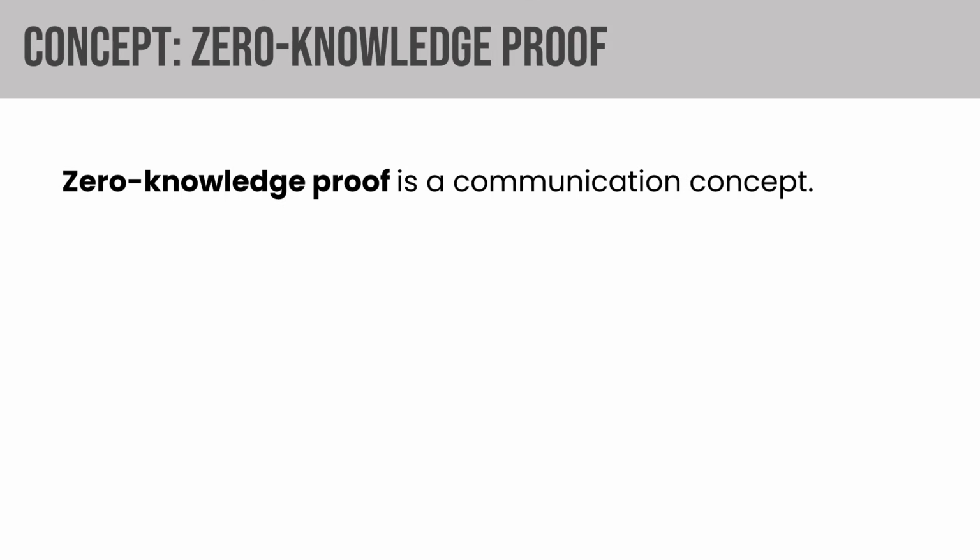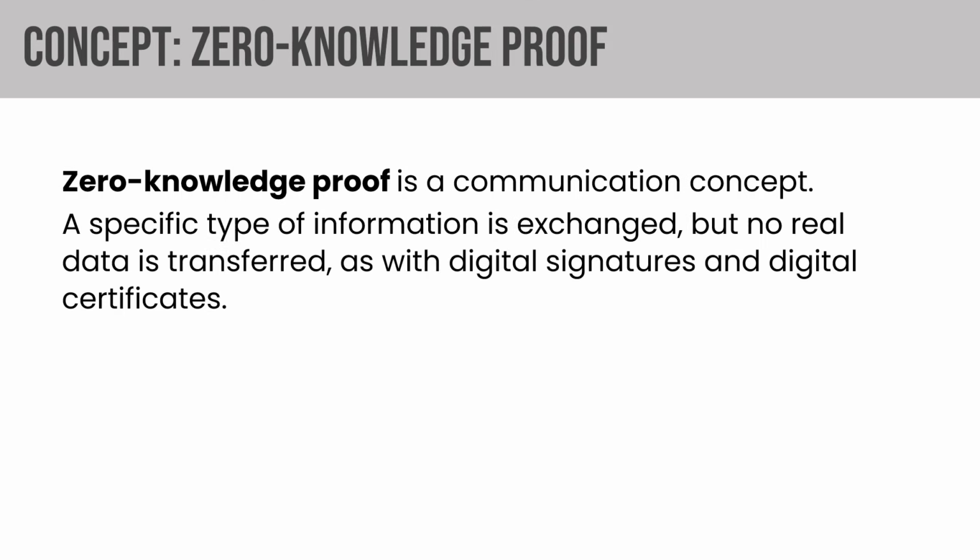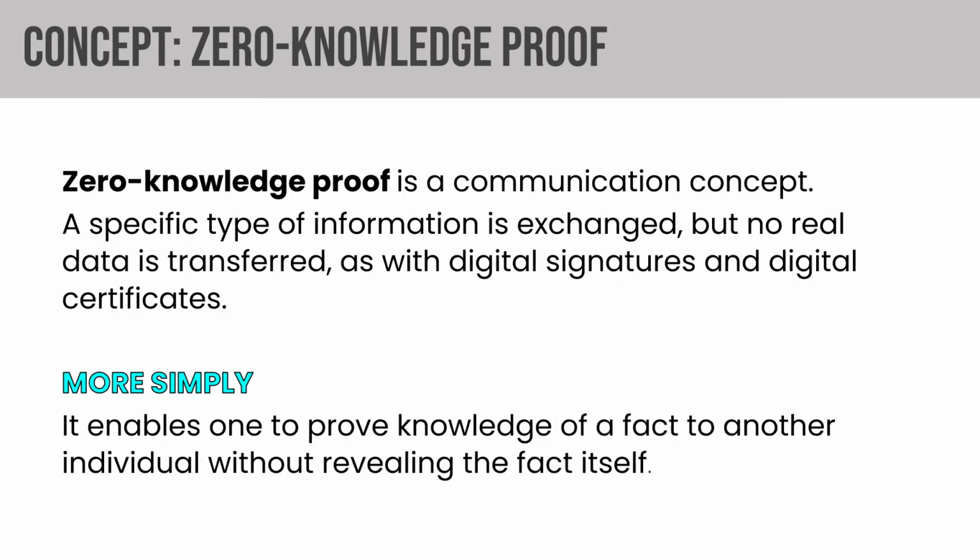So a concept here, zero knowledge proof. So this is a communication concept, and basically zero knowledge proof is a specific type of information that's exchanged, but no data is actually transferred. This is true with digital signatures and digital certificates. So what the heck does that mean? Let me give it to you in plain English. To just put it simply, zero knowledge proof enables one to prove knowledge of a fact without revealing the fact itself. So that's, in effect, what digital signatures and certificates allow us to do.